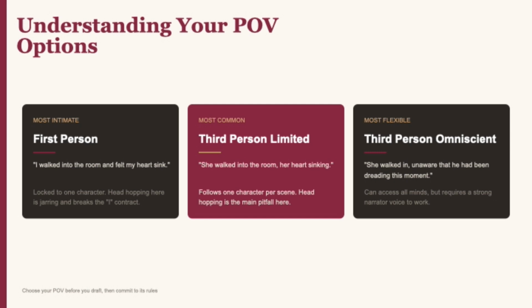And then, of course, the third one is omniscient. It is the most flexible, but it's one of those things where you have to be careful, because the narrator can access all minds, and it requires a strong, consistent narrator voice to work properly.